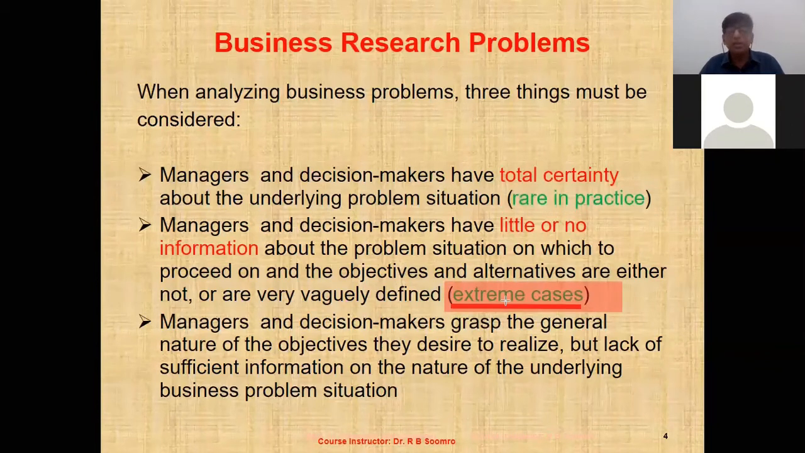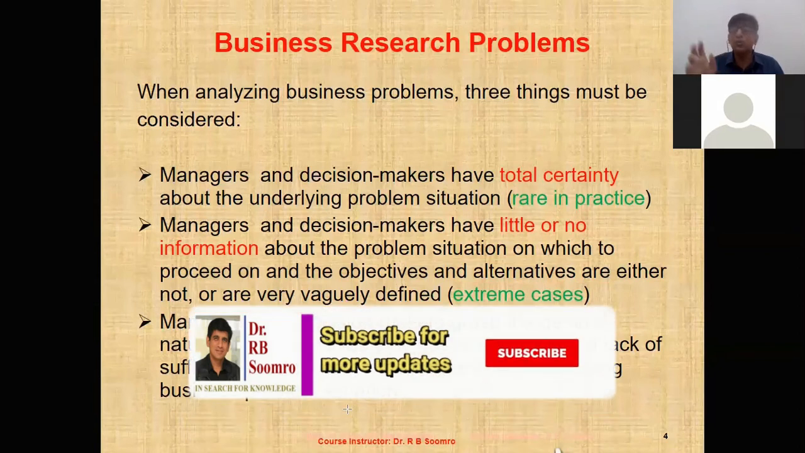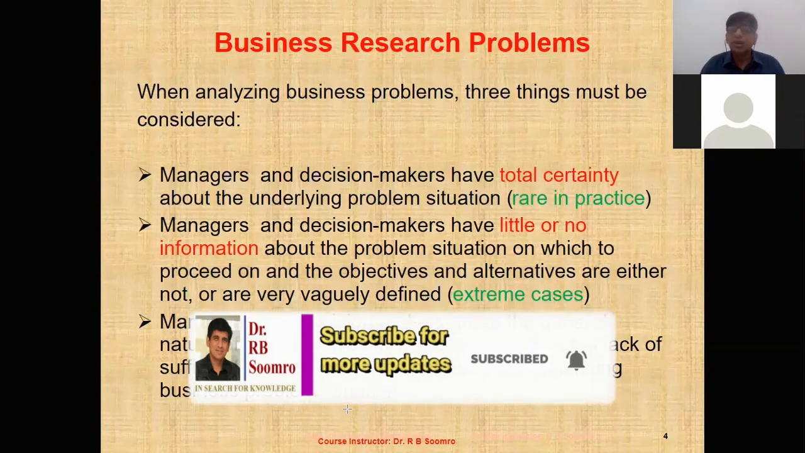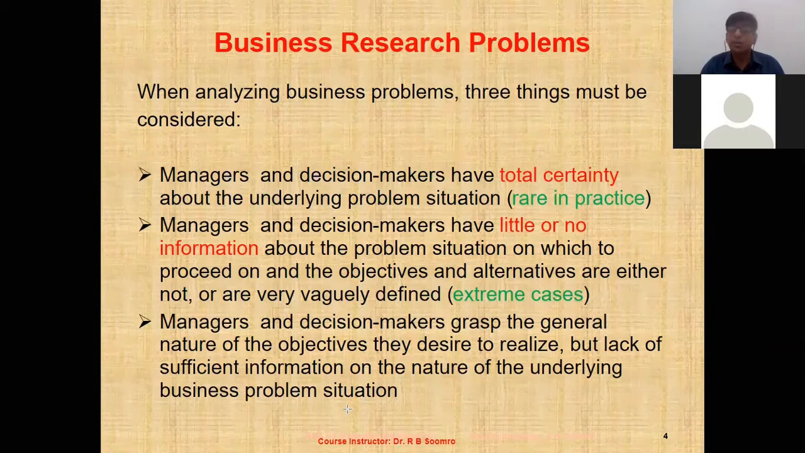Okay, and then another thing is that managers and decision makers grasp the general nature of the objective they desire to realize, but lack sufficient information on the nature of the underlying business problem. So sometimes managers and decision makers have a general overview, like our company is losing its market share in a particular city. It is a general overview. But now, what are the reasons? Why have the people left buying your product? No one knows about this one. So this is the issue, and normally this happens.